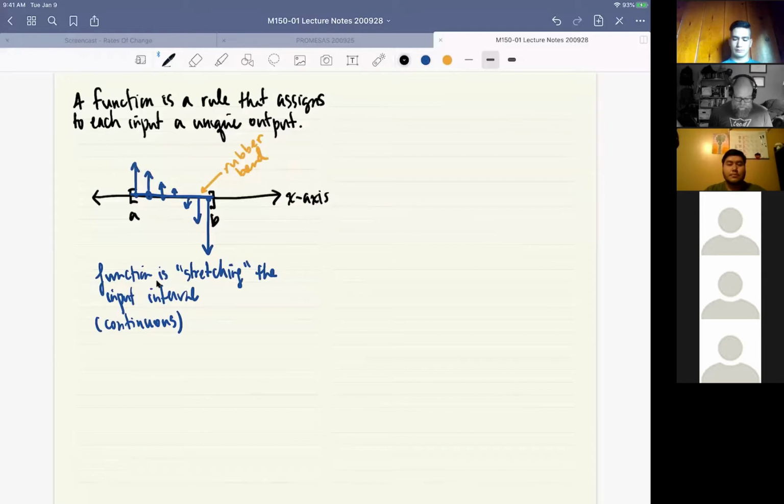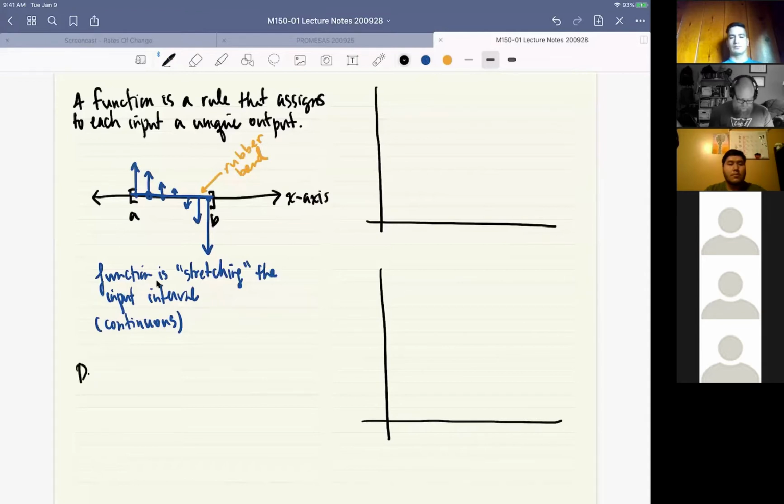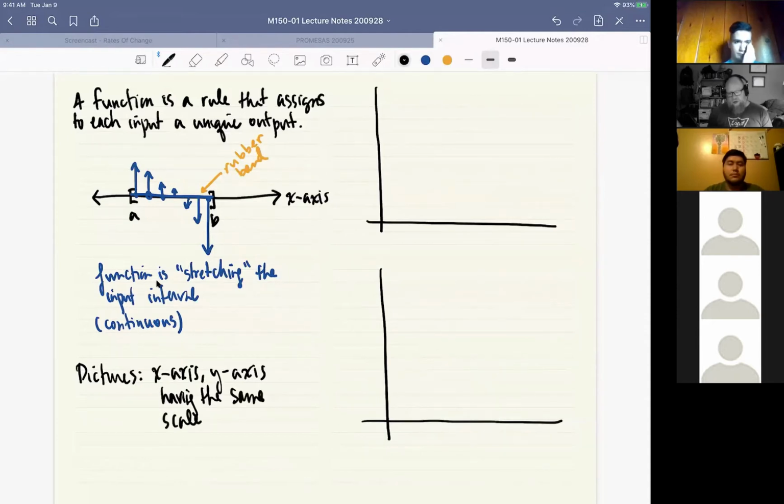So let me draw two pictures for you. In both of these pictures, I want you to think of the x-axis and the y-axis having the same scale. So like 1 centimeter on each axis is the same units of input and output. And I'm going to take an interval up here on the first example, and we're going to have an f of c here. It's going to be a nice continuous function. And my function is going to start here, and it's going to end here. So the graph looks like that.